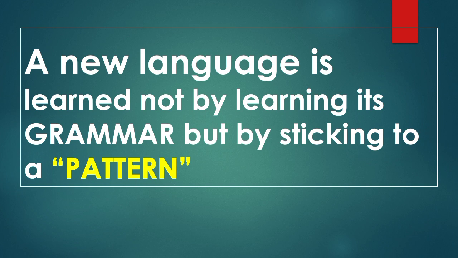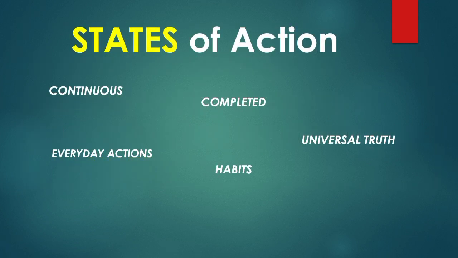Let's discuss them. There are different states of any action. The action could be continuous. There could also be an action that has been completed. Okay, I have done my work, right? Then there are actions that are done every day. Then there are actions that are our habits. And then there are also actions that are universal truths. The sun rises. The sun is rising. It is an action and it rises every day. That means it is a universal truth, right? It applies to the whole universe. So an action has different states.